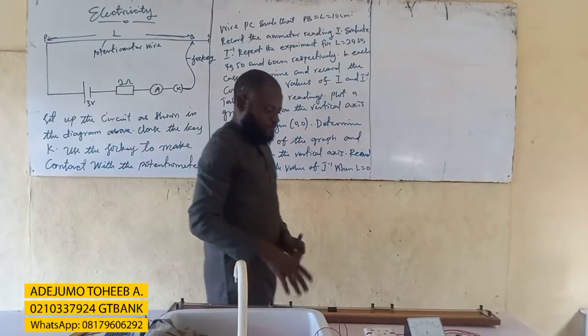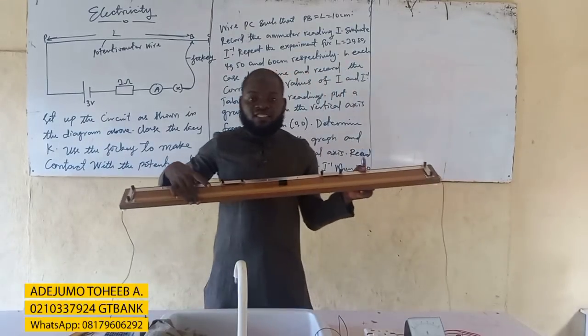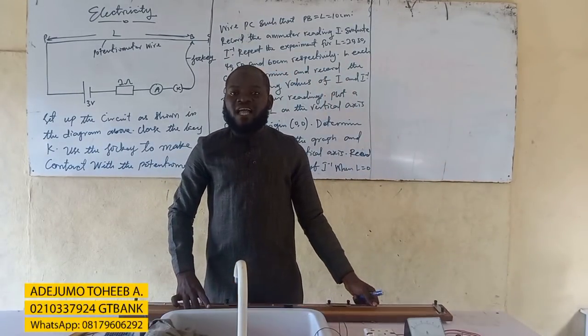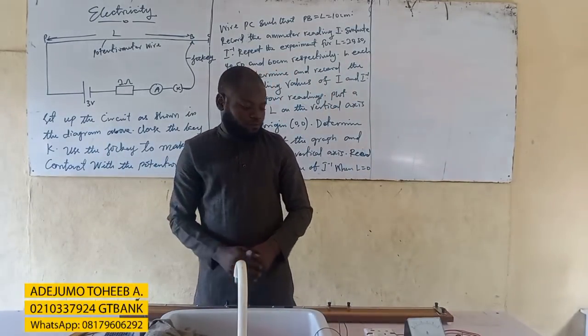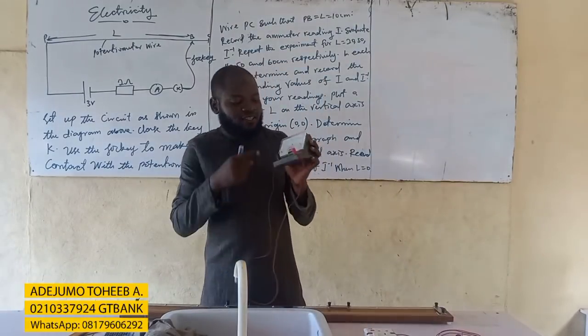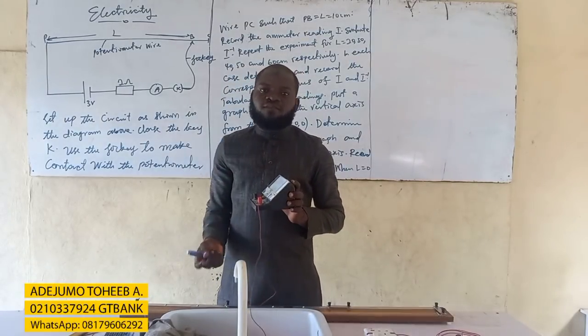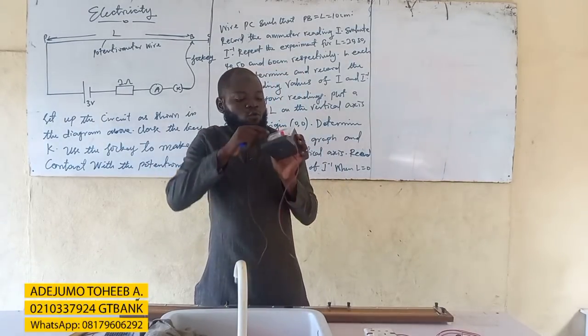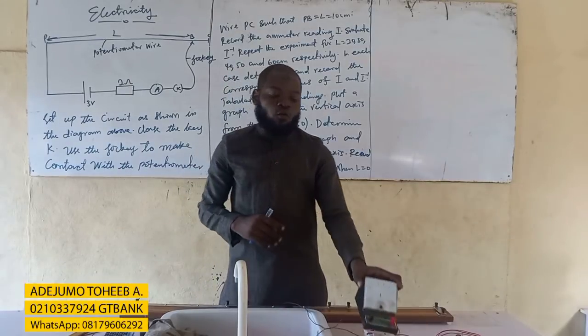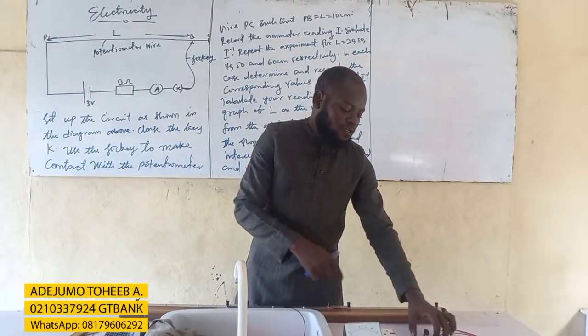So let me quickly show you all of those things so that we can go on with the question. So this is a potentiometer. You can differentiate it now from what? Meter bridge or Wheatstone bridge. Then this is an ammeter, the one that has A. You know, ammeter, galvanometer, voltmeter, they look the same. But once you see A, it stands for what? Ammeter.